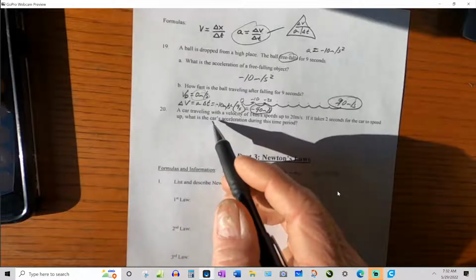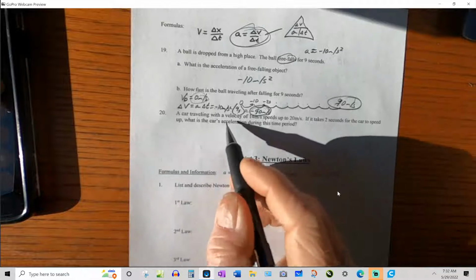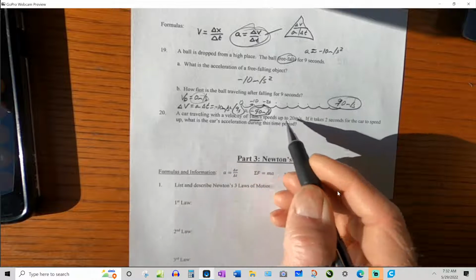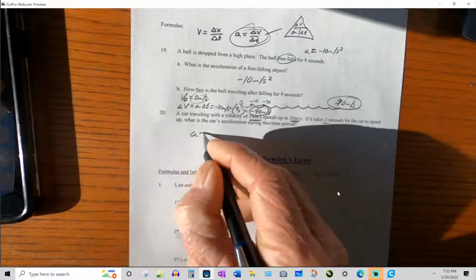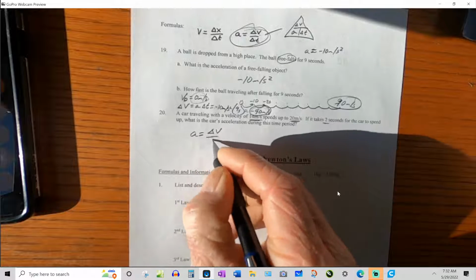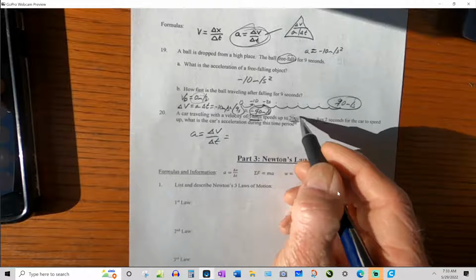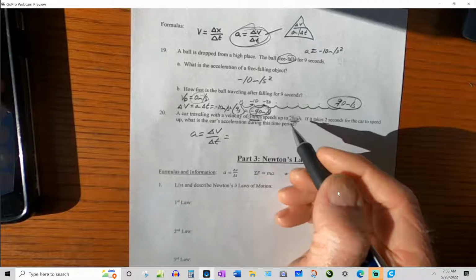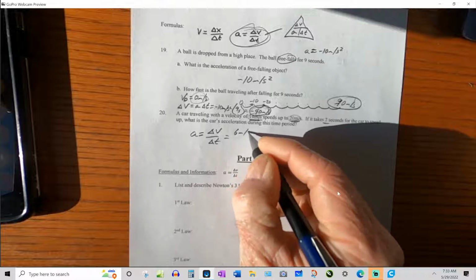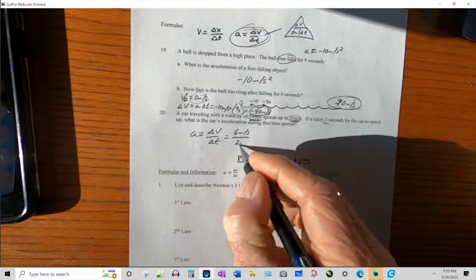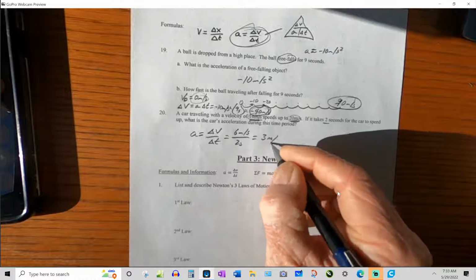Number 20, this is a straight up acceleration formula. Car traveling with a velocity of 14 meters per second speeds up to 20 meters per second. And it takes 2 seconds to do this. So I want to use change in velocity over change in time. And the change in velocity, the velocity goes from 14 to 20. So that's a change of +6. You could do the final 20 minus the initial 14 and you get 6 meters per second. The time is 2 seconds. 6 over 2 is 3, and the units would be meters per second squared.